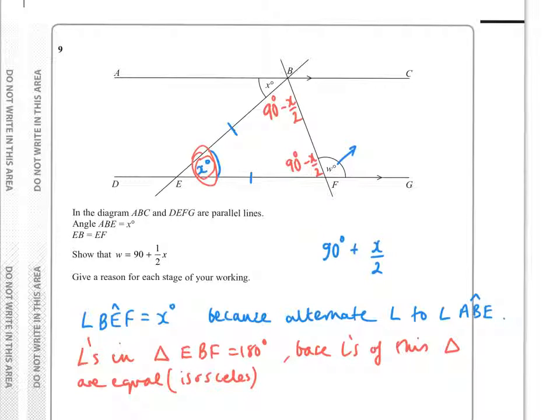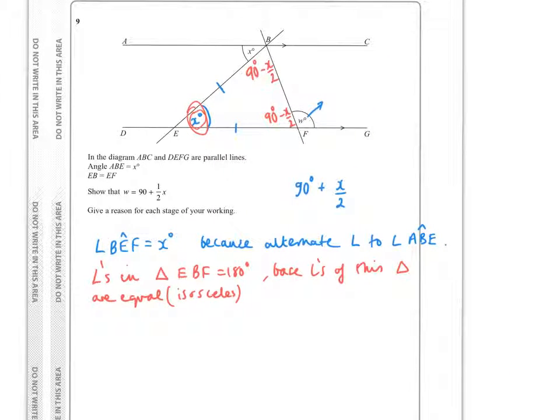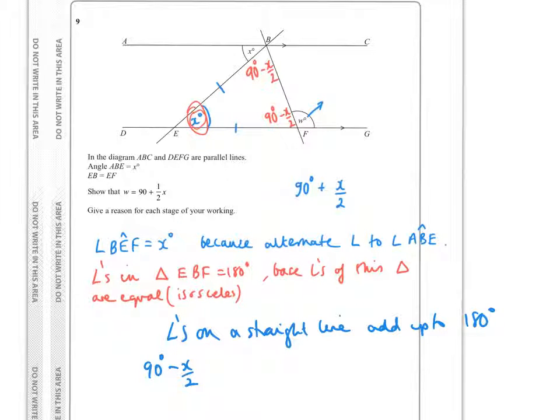So if I create a little bit more room here, we can also say that angles on a straight line add up to 180. So we know that 90 minus x over 2 plus w, I'm not being very good with my degree signs here, so I apologise for that. I'll probably miss them out somewhere else, is 180.